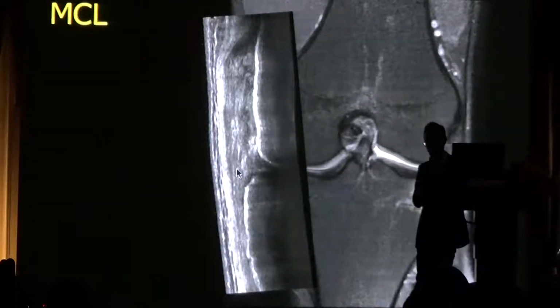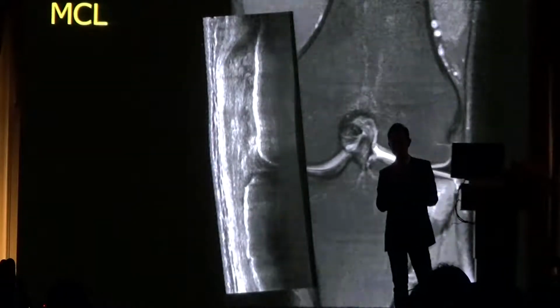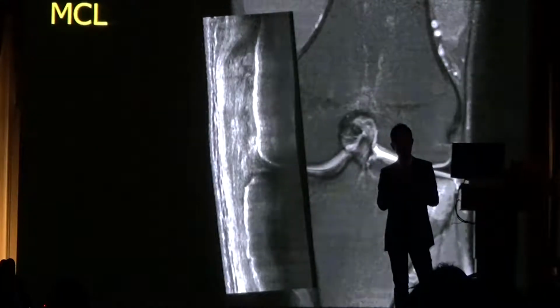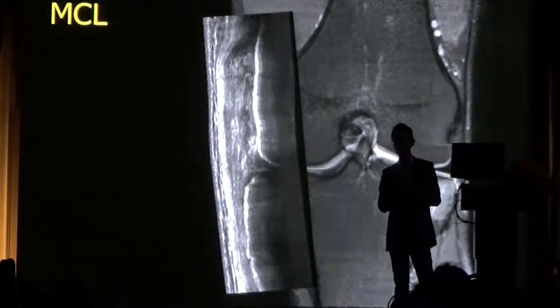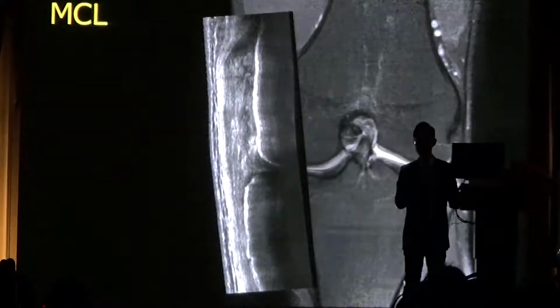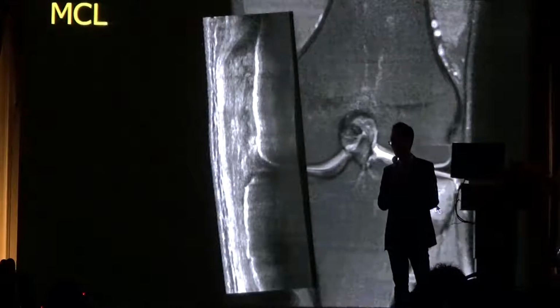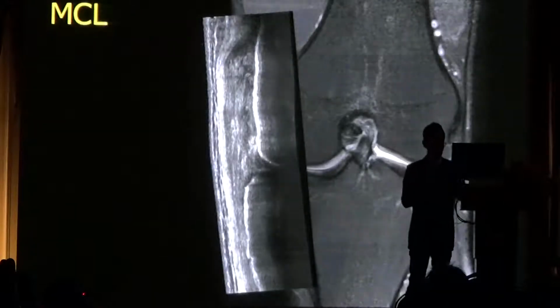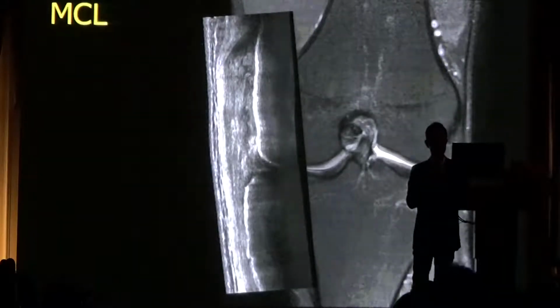The reason that ultrasound isn't ideal for looking at structures in the knee is that we're not able to evaluate the menisci, and we also can't see what's happening in the bone. And so the MRI gives us a lot more information than the ultrasound does in this situation.